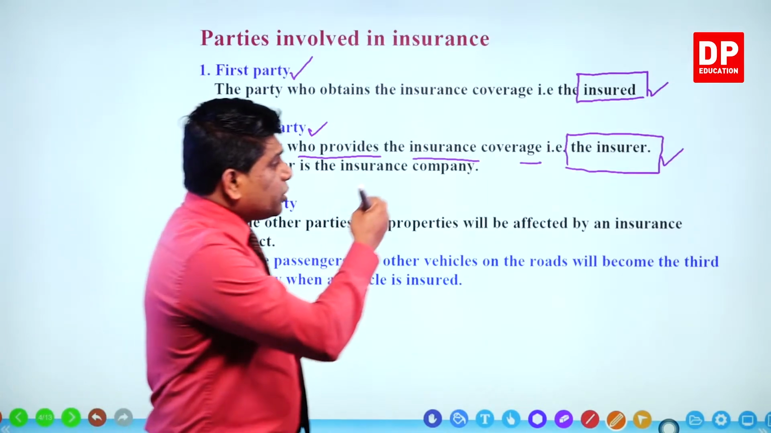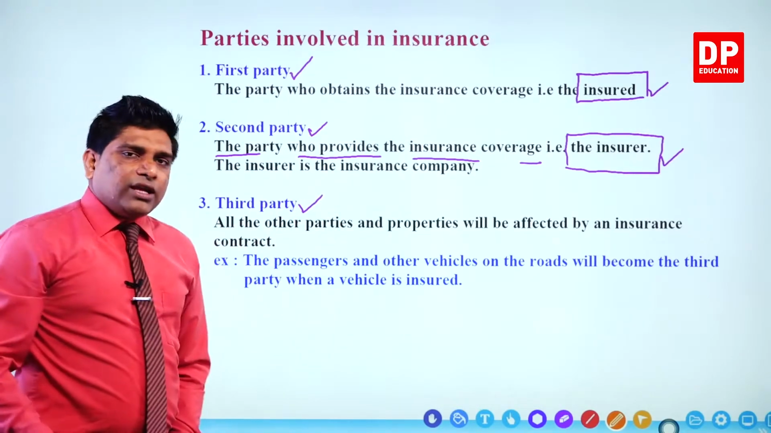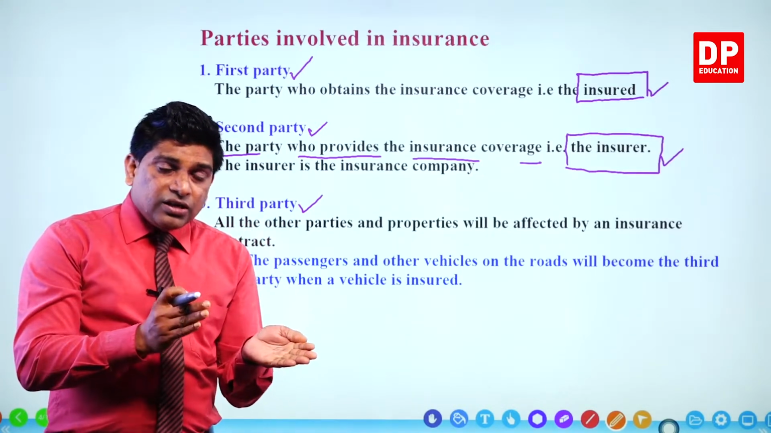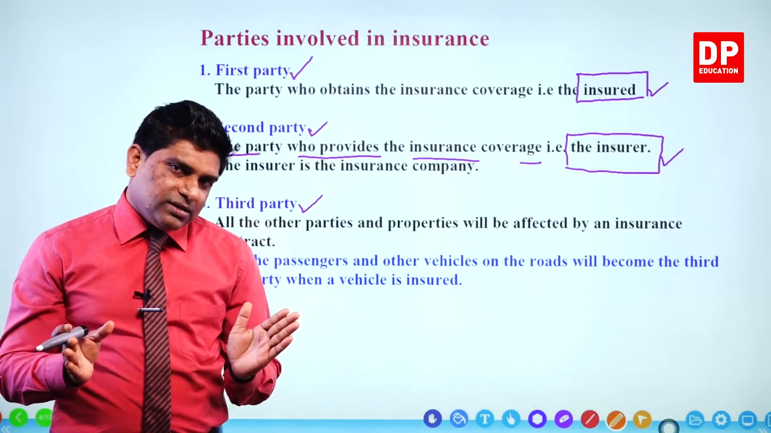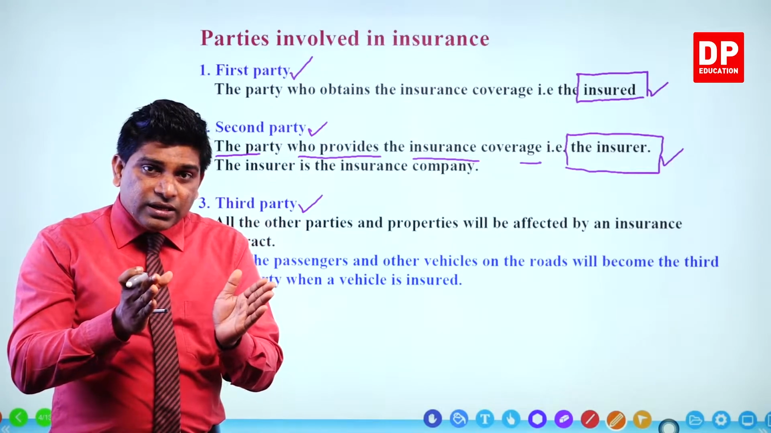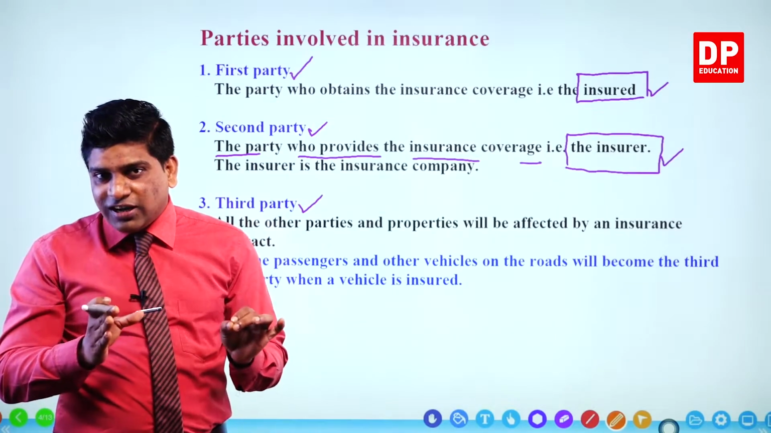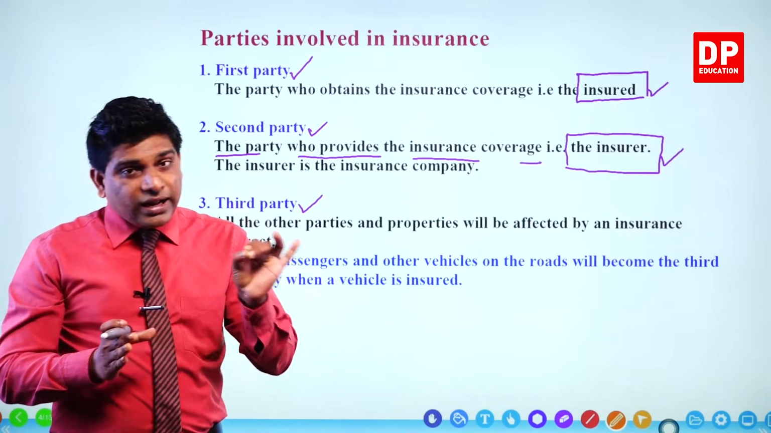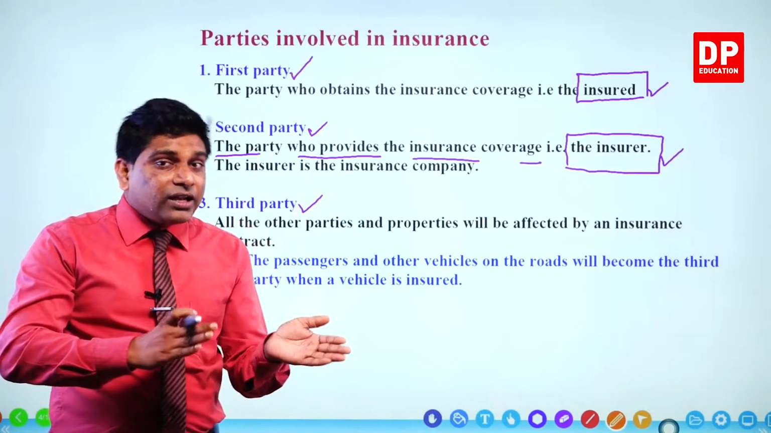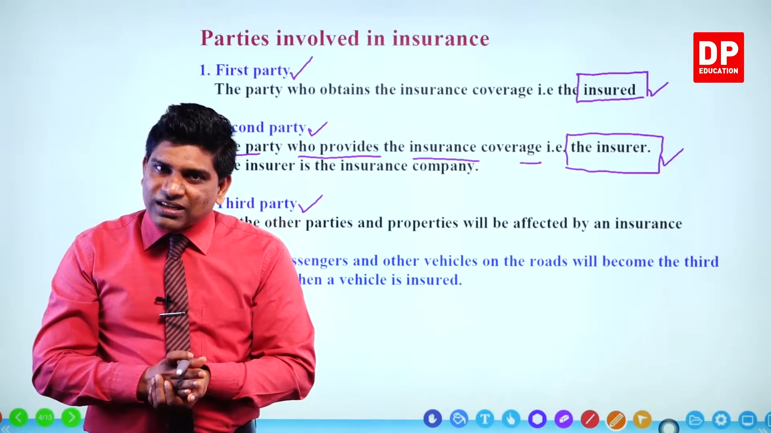Insurer. Now, third party. Actually, an agreement is made between the first party and the second party. The insurance agreement is made between the first party and the second party, that is, the insured and the insurer. According to this example, between Kamal and that insurance company. Then, who is the third party? We'll see.